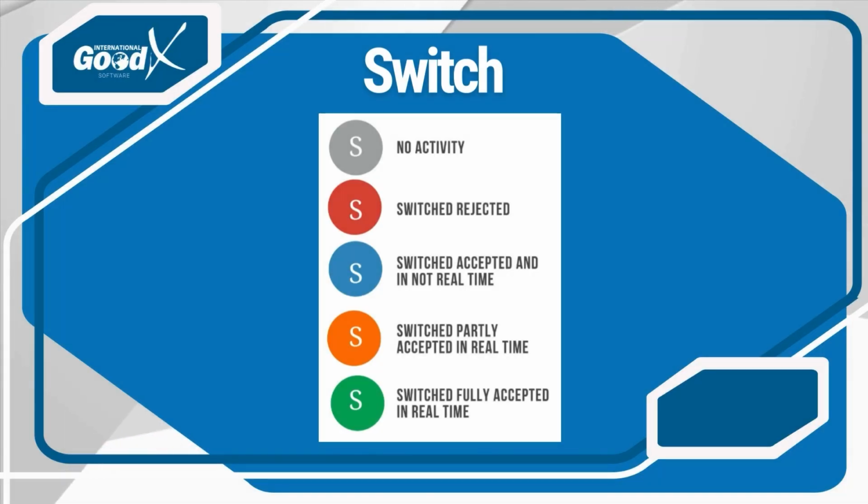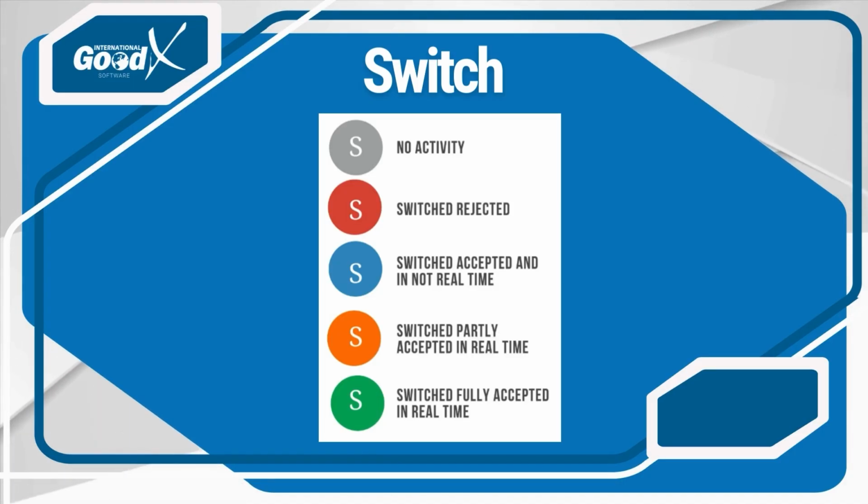The S icon stands for switch. Gray means the invoice hasn't been switched to the medical aid. That could happen if the practitioner hasn't generated an invoice yet. Red means the entire claim was rejected. This could occur if the patient's medical aid details were incorrect. Blue means the claim was accepted, but the response is delayed. This sometimes happens when the medical aid system is slow.